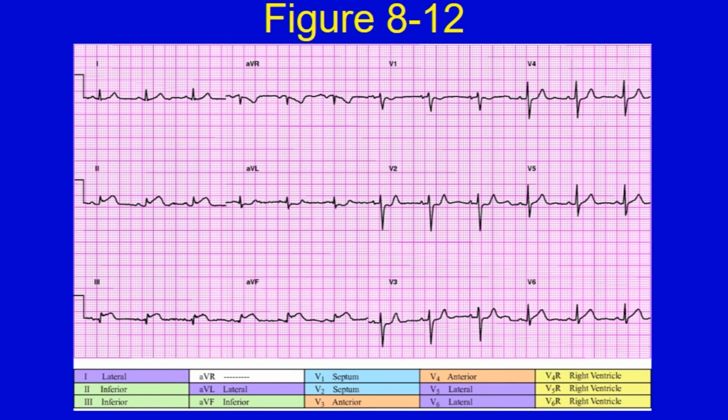The inferior MI in 2, 3, and AVF. Anything else got your attention? So we are seeing some reciprocal changes, certainly in AVL. Look at V1 and V2. Maybe even V3, but V2 in particular. See, it's just a little bit depressed.